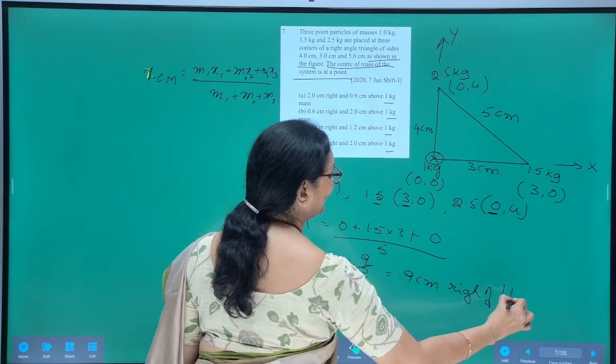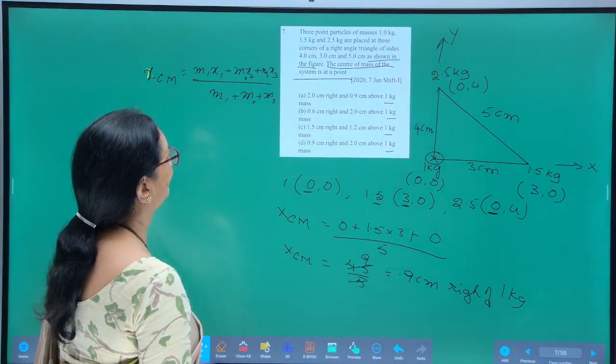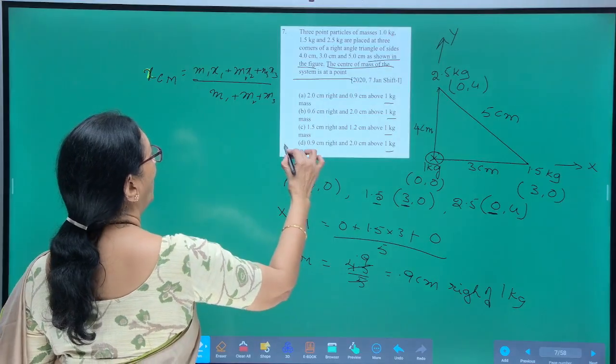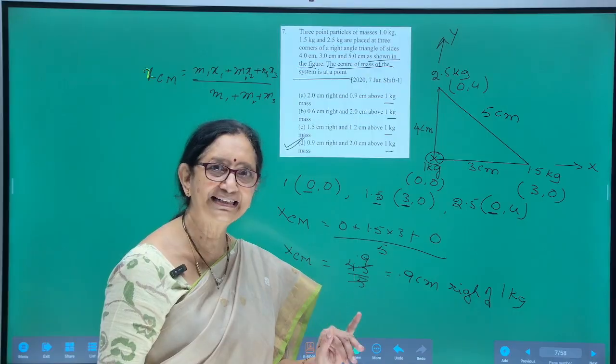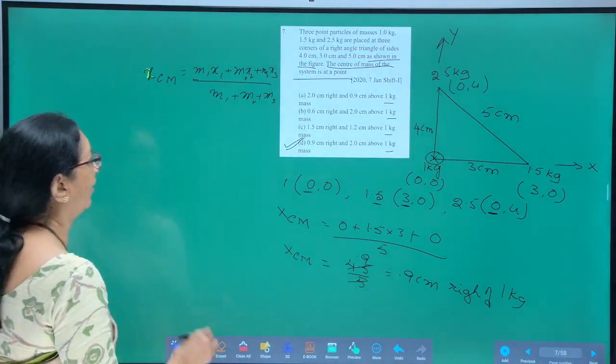of 1 kg. How many options are there with 0.9 centimeters? Only one option. Actually, that is done. But let us try the y coordinate also.